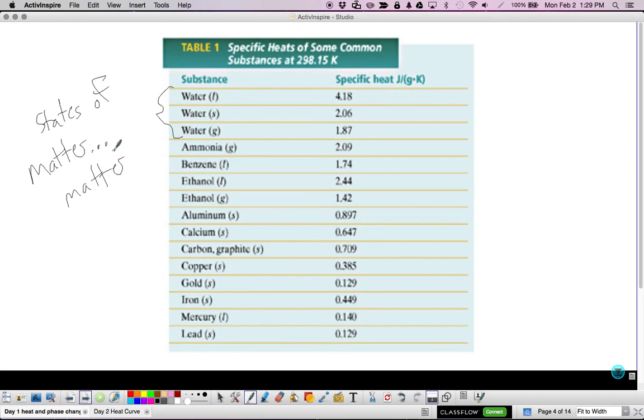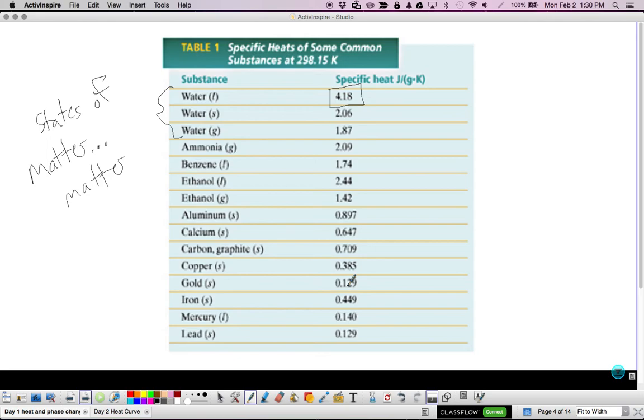All right? Now the other thing that you're going to think about is, look at this. The specific heat of liquid water is very, very high. Now that's interesting, okay? So water, it turns out, is going to be really important in the study of thermodynamics because of this very high specific heat.